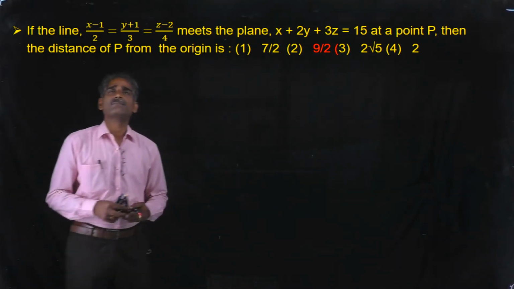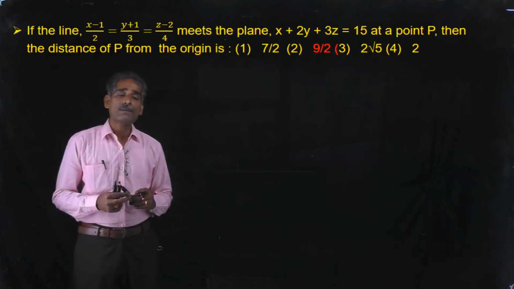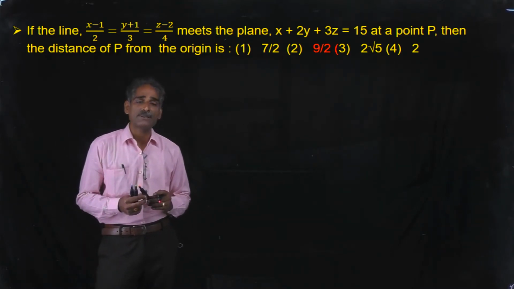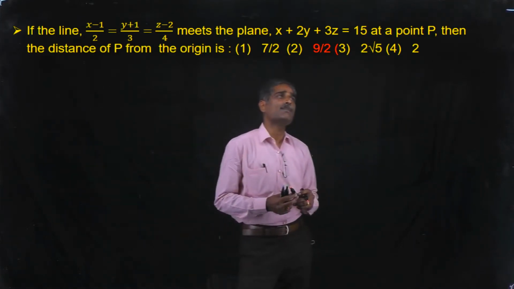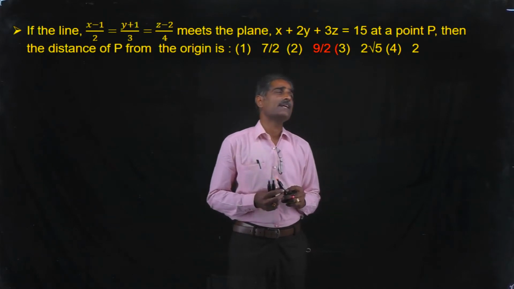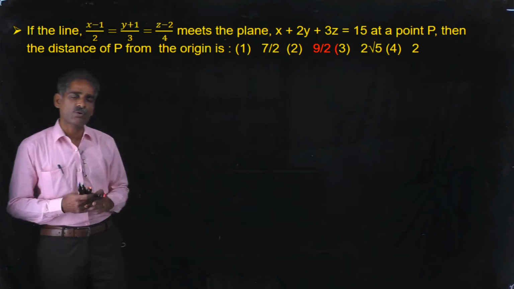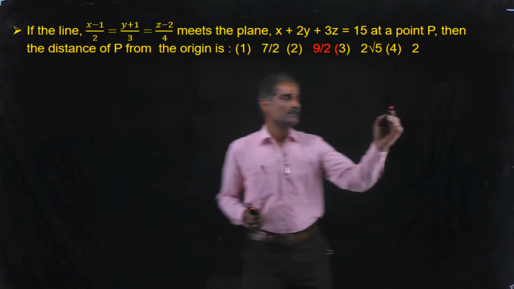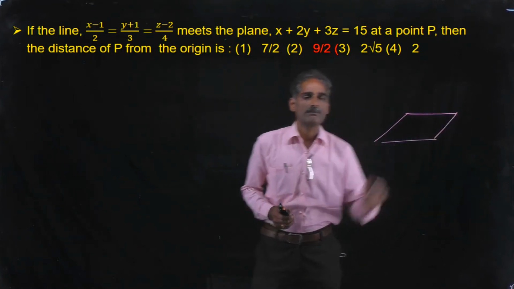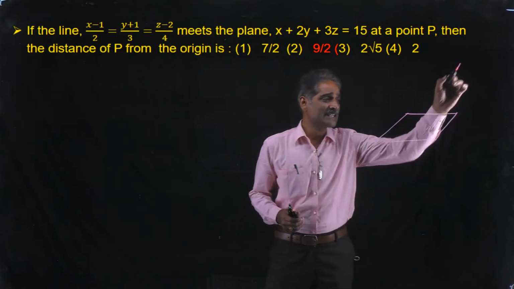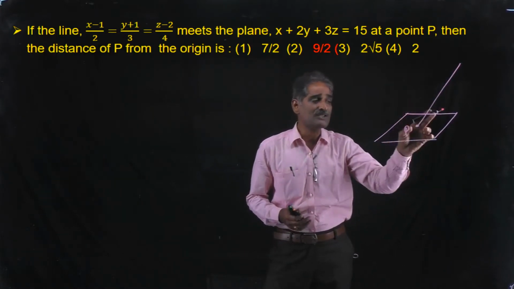See this problem. If the line (x minus 1) by 2 is equal to (y plus 1) by 3 is equal to (z minus 2) by 4 meets the plane x plus 2y plus 3z is equal to 15 at a point P, then find the distance from origin to P. This is the problem. Suppose this is the plane. A line is intersecting the plane at a point P. Now find out the distance from origin to this point.